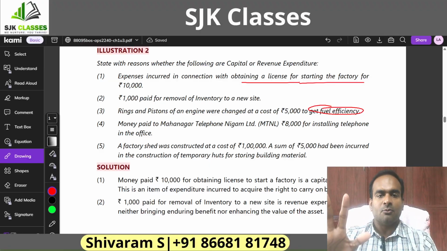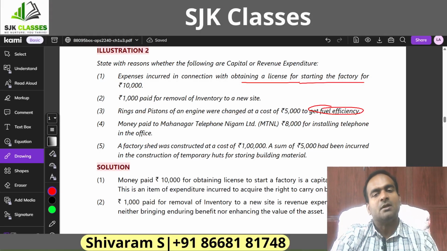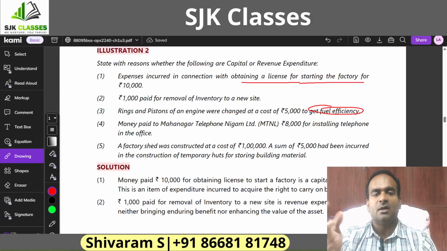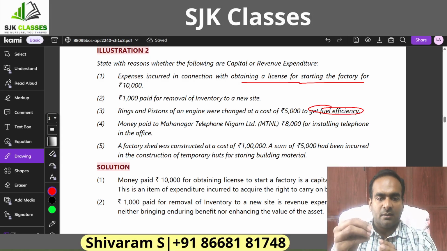So this 5,000 rupees will be classified as a capital expenditure. I repeat, since we're getting some benefit in the future, the payment for the rings and pistons of an engine that have been changed is going to be classified as a capital expenditure.